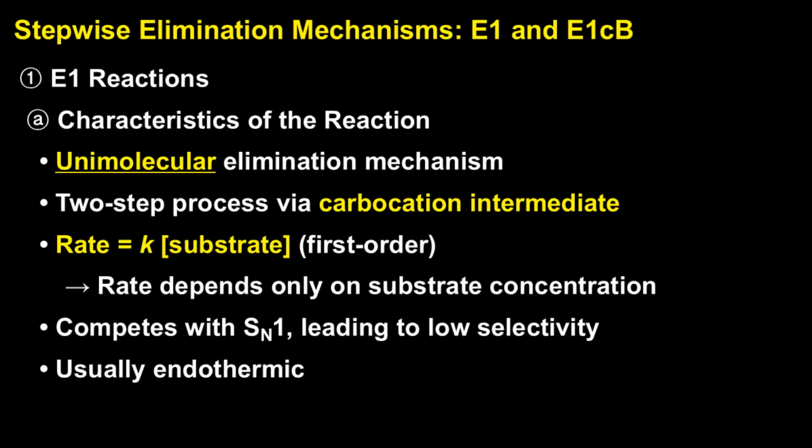Here's why that matters. E1 often competes with SN1. That's because both go through carbocation intermediates, and they happen under similar conditions. And that also means E1 reactions usually have low selectivity. You might get a mixture of products, especially if rearrangements occur. Oh, and one more thing. E1 reactions typically require heat.